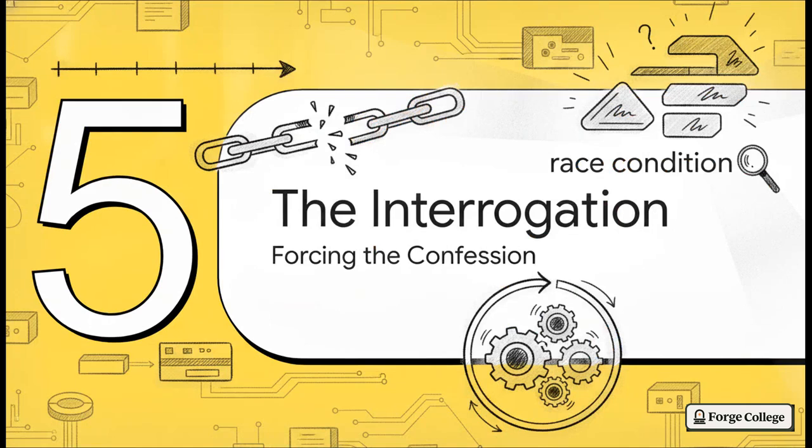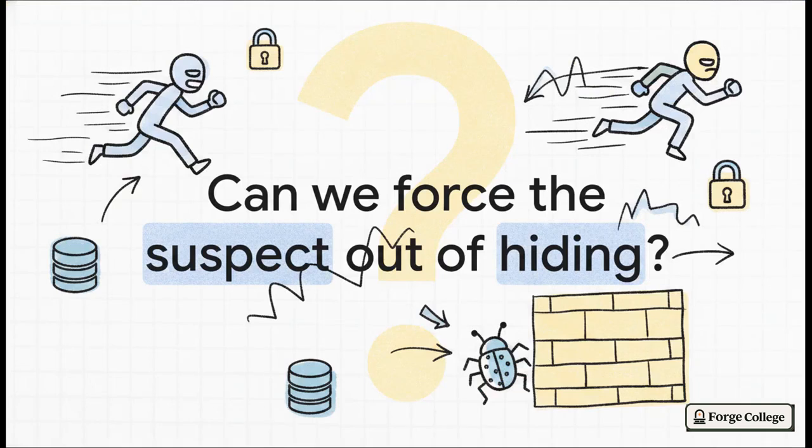Now for Section 5, the interrogation. Okay, we have the timeline, and we know exactly how the code failed. But to truly understand a race condition, we have to transition to the simulation phase and essentially make it confess. So, can we force the suspect out of hiding? You know, intermittent bugs love to hide when you're watching them.